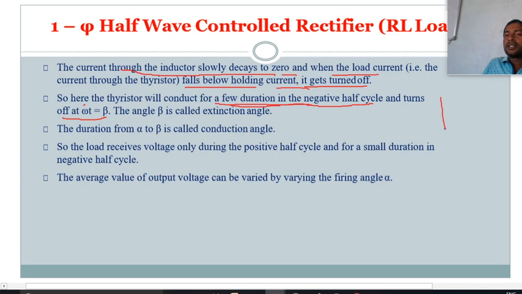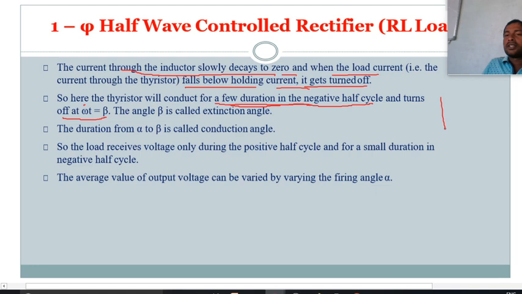So the inductor will charge and discharge like this. It will turn off at beta. Beta is nothing but the extinction angle. The duration from alpha to beta is called the conduction angle. So this is alpha to beta, and this is what is called the conduction angle.